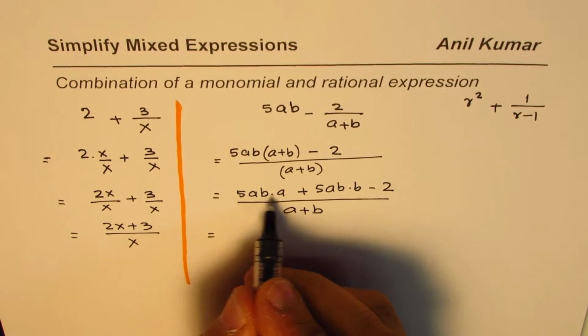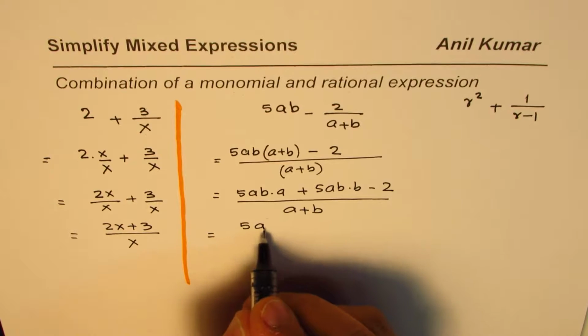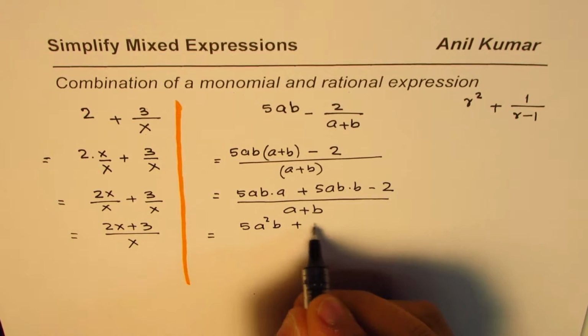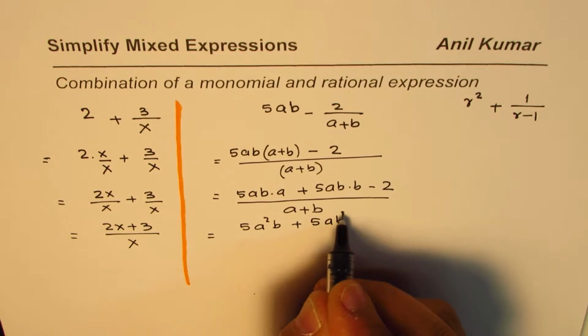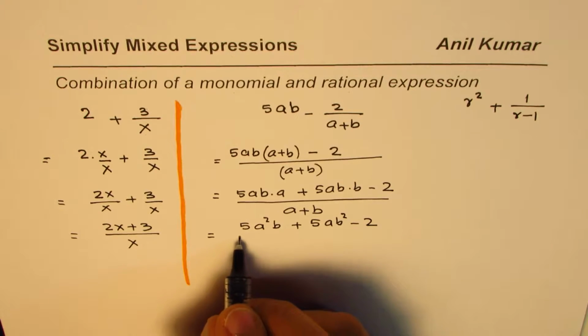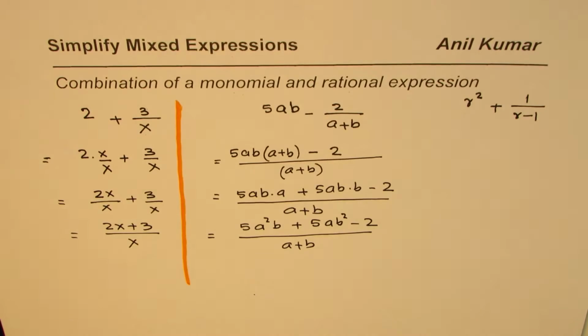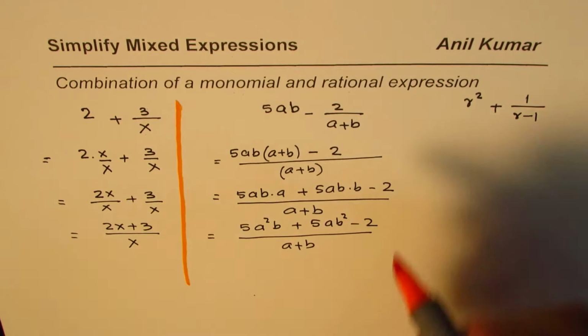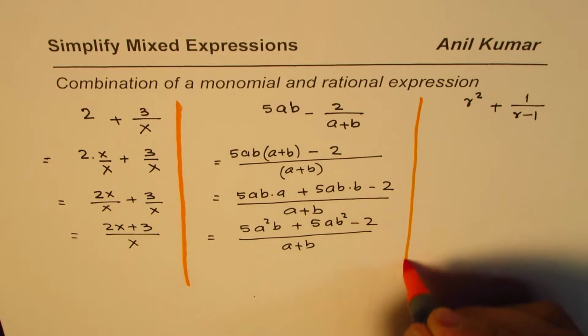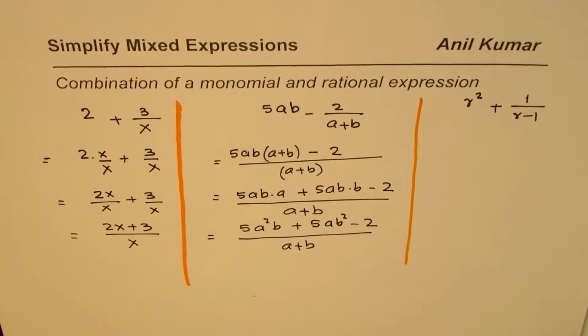And that gives us a times a is a squared. So 5a squared b plus 5ab squared minus 2 divided by a plus b. Is that okay? So that becomes one rational expression which is a combination of the mixed expressions which we started with, correct? So that is how you do it.